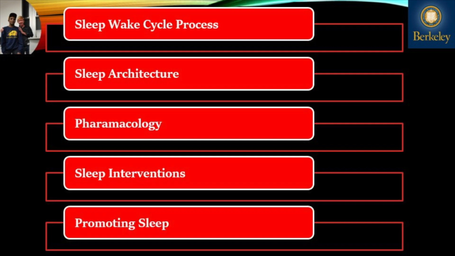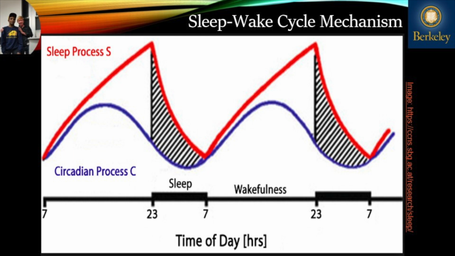My talk is organized as follows. I will start with the sleep-wake cycle process. The sleep-wake cycle has two mechanisms. Circadian rhythm, or process C, is the blue line in the graph. Sleep pressure, or process S, is the red line. Notice how there is a slight lag between the two lines.